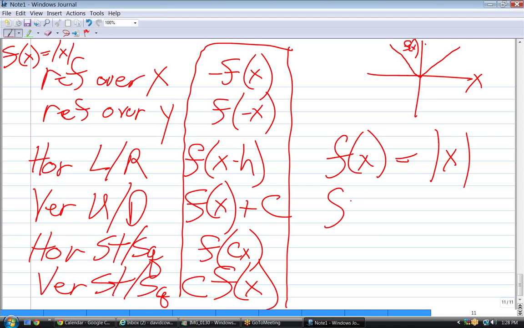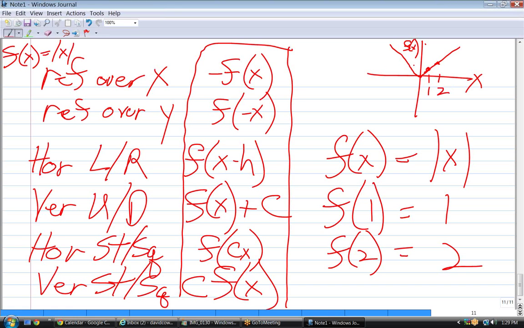What is f of 1? 1. What is f of 1 equal to? It's equal to 1, isn't it? Right. It's equal to the absolute value of 1, which is equal to 1. So if I go up here on my curve, there's (1, 1). In other words, when x is 1, y is 1. What's f of 2? 2. Okay. I go up here to my curve. When x is 2, f of x is 2.